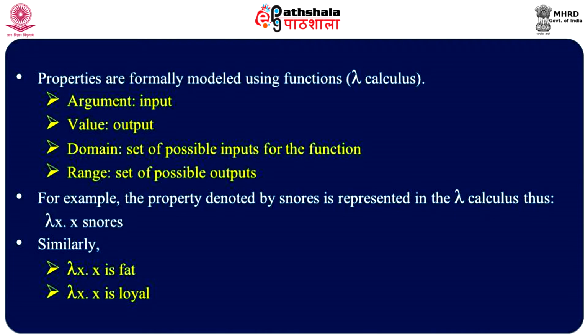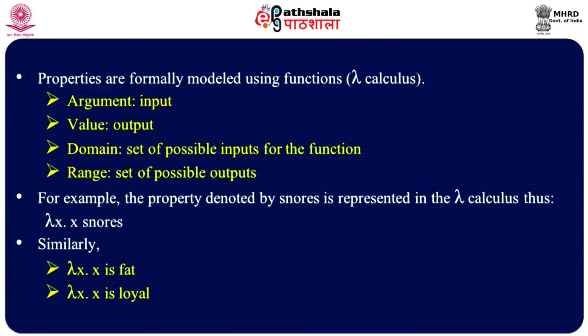Properties are formally modeled using functions and a system called the lambda calculus. A function is a mathematical formula which takes an input and delivers an output. The input is known as the argument and the output is known as the value. The set of possible inputs for the function is its domain and the set of possible outputs is its range. The lambda calculus is a compact and nice way of expressing functions.